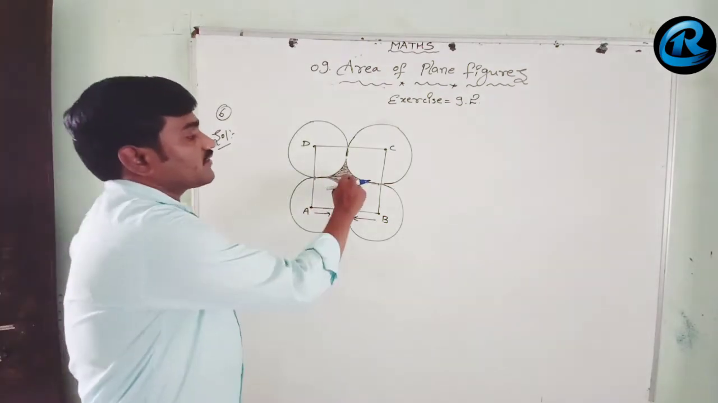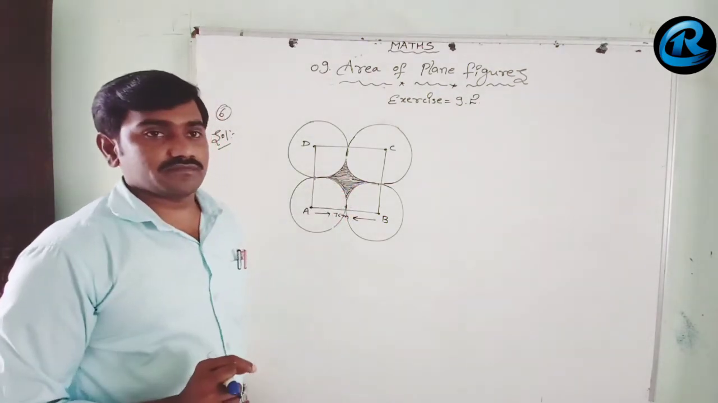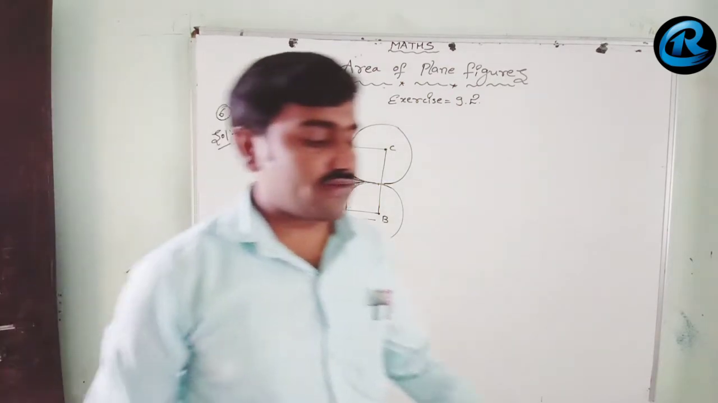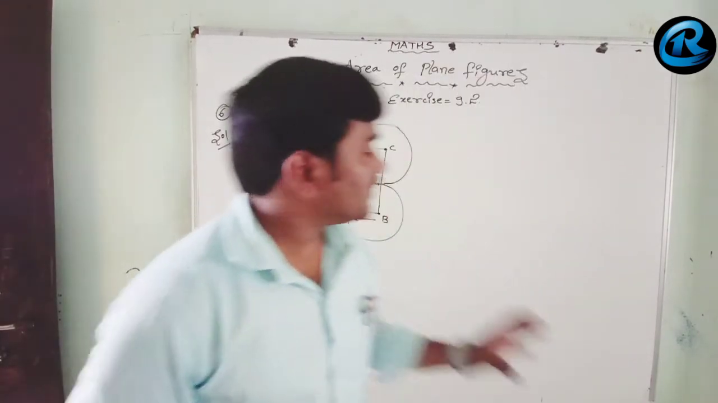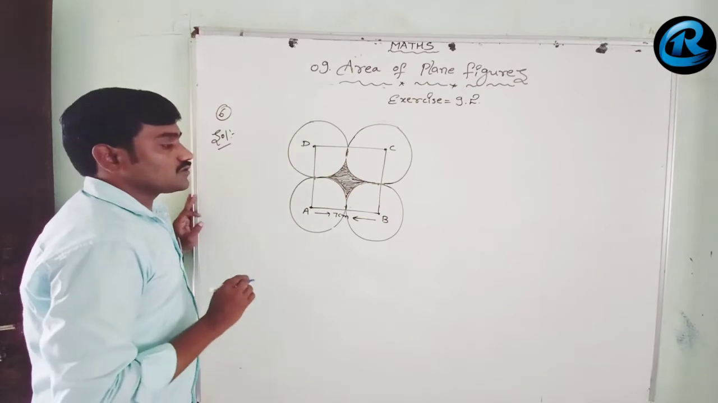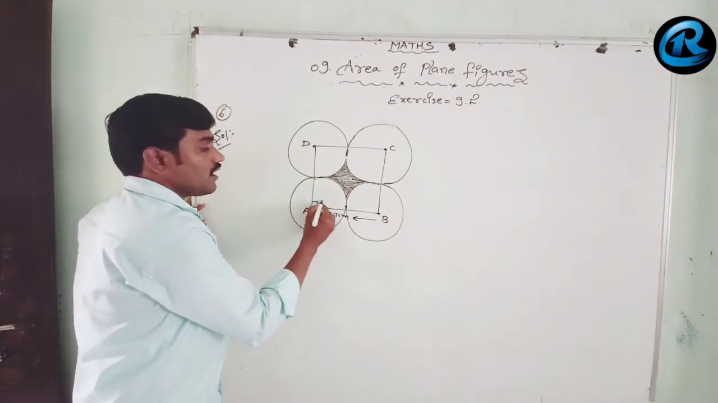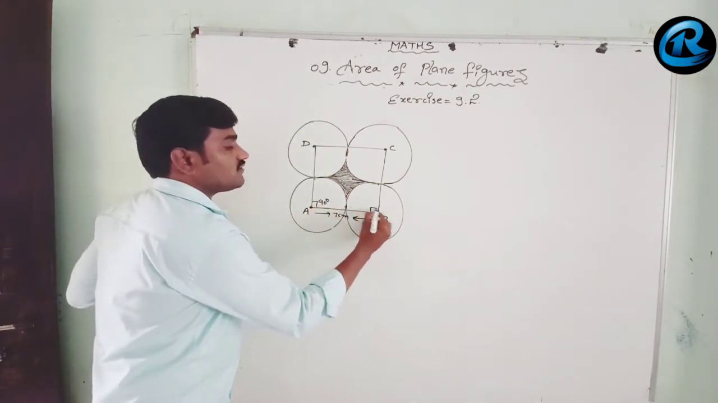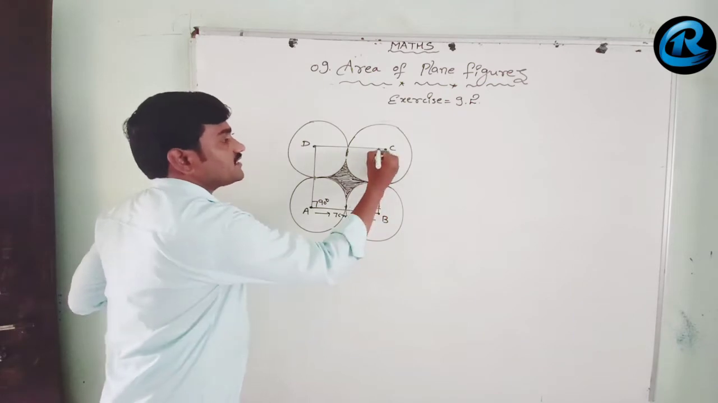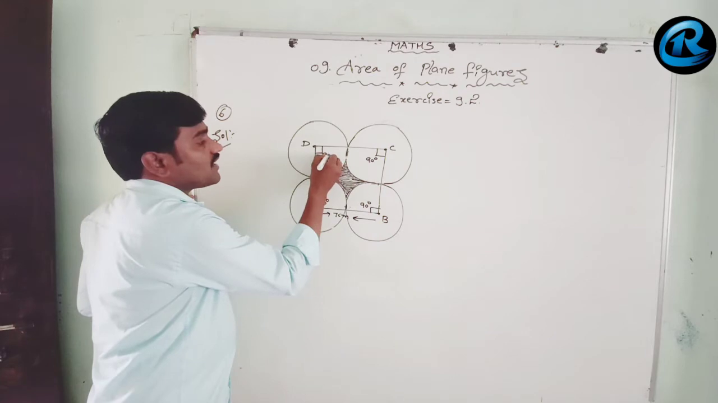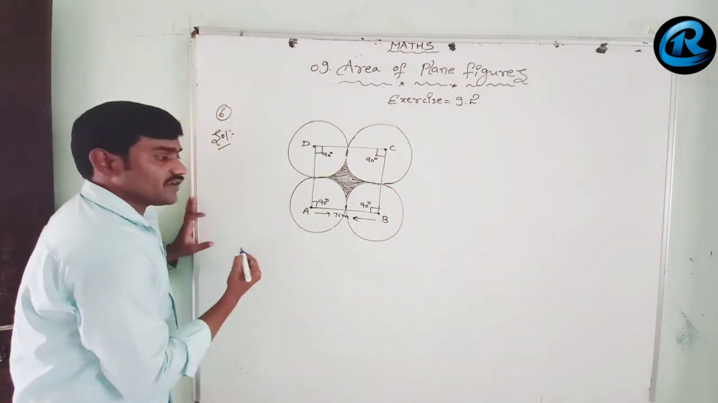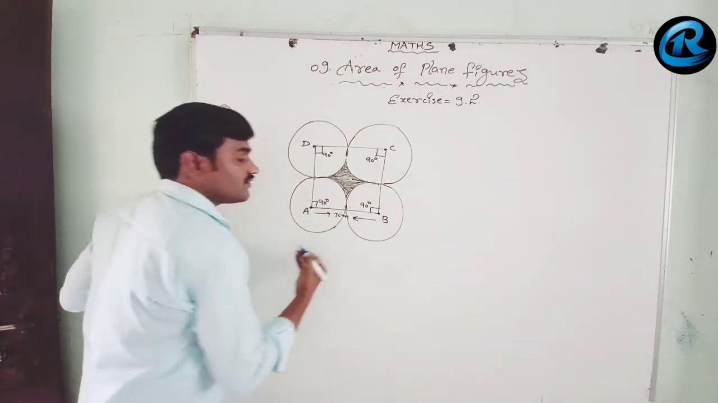Here we need to find out the area of the shaded region itself. So how can we find out the area of the shaded region? See how can we find out the area of shaded region here? Here ABCD is a square. In a square all the angles are equal to 90 degrees, no? So let us write here first.